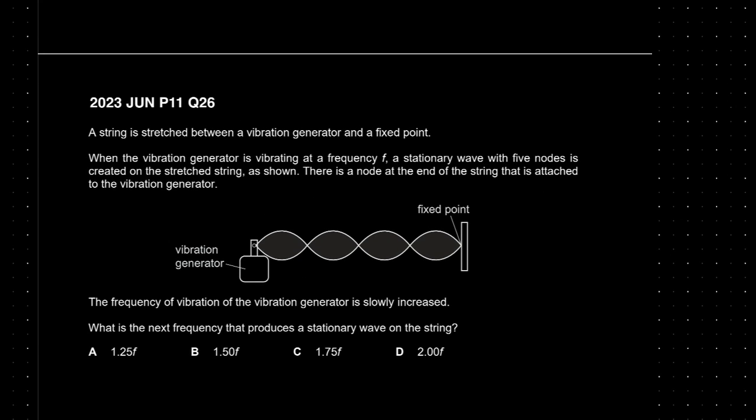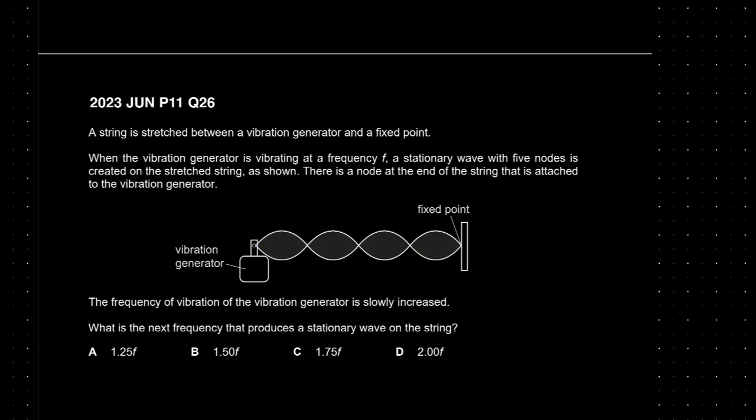A string is stretched between a vibration generator and a fixed point. When the vibration generator is vibrating at frequency f, a stationary wave with 5 nodes is created on the stretched string as shown. Node at the end of the string is attached to the vibration generator. Frequency of the vibration generator is slowly increased. What is the next frequency that produces a stationary wave on the string?